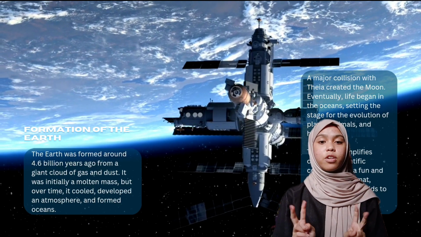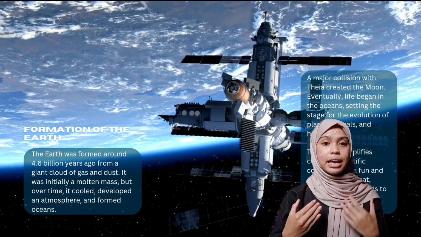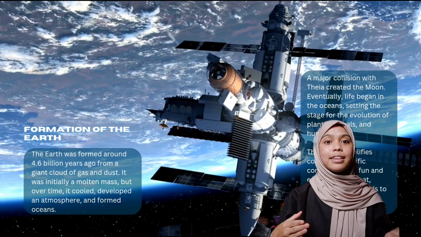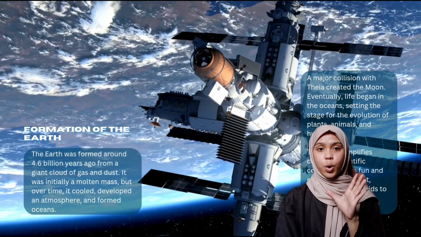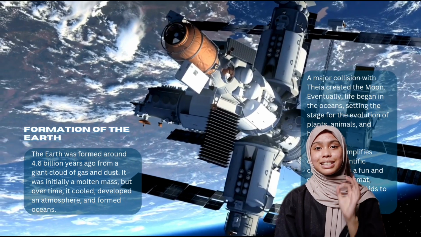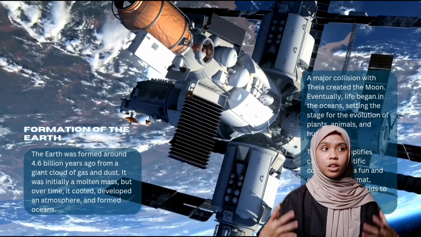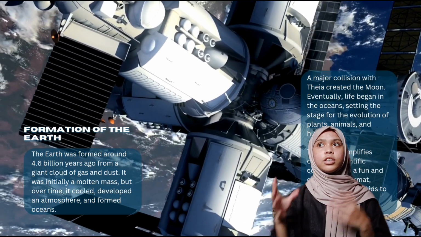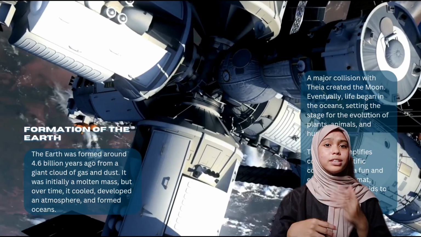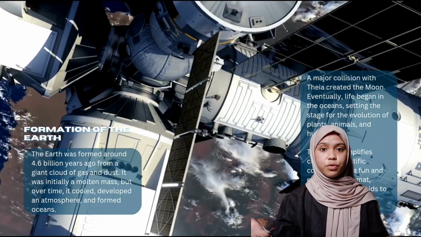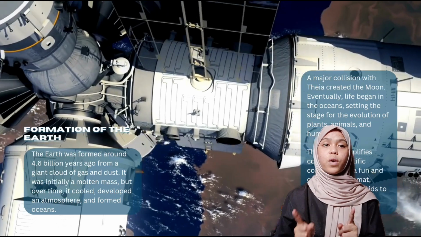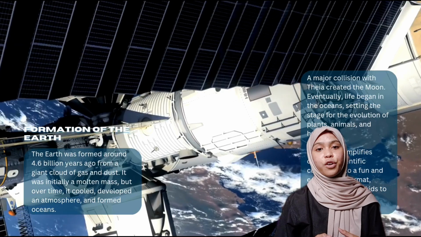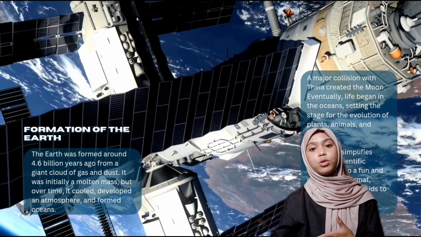This channel explains several things like the Big Bang Theory, the nebular hypothesis, molten Earth, how the moon formed, atmosphere and ocean, and how life begins. This video explained that Earth was formed around 4.6 billion years ago from a giant cloud of gas and dust. It was initially a molten mass, very hot, and then over time it cooled, developed an atmosphere, and formed an ocean. That's why the video says life began in the oceans, setting the stage for the evolution of plants, animals, and humans.